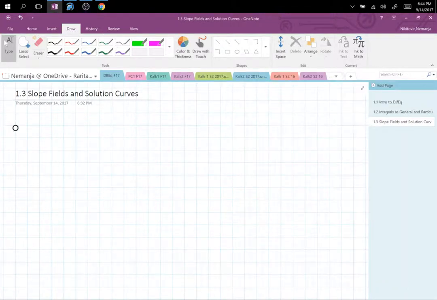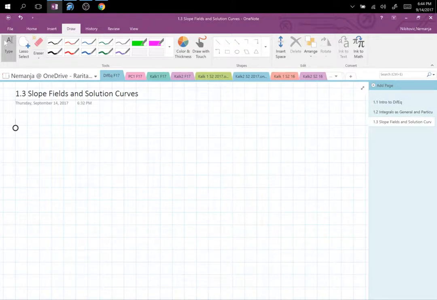Hello and welcome back to differential equations. Section 1.3, slope fields and solution curves. The vast majority of you already took Calculus 3. You know what slope fields are. We are going to obviously do that from scratch, but the majority of you should know what it is.